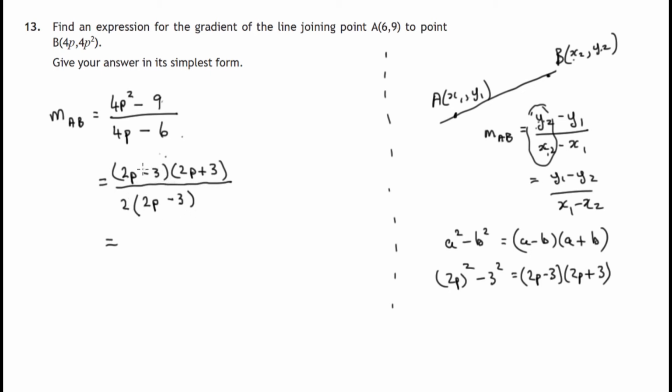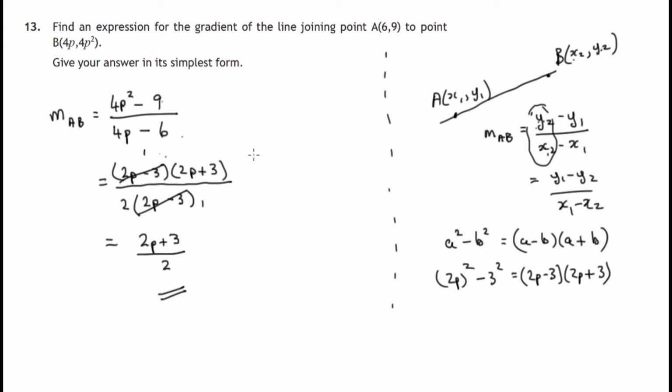We can actually divide top and bottom by that factor, 2p minus 3. We can cancel that factor out. And we're left with 2p plus 3 on the top, 2 on the bottom. And that's the simplest form of that gradient.